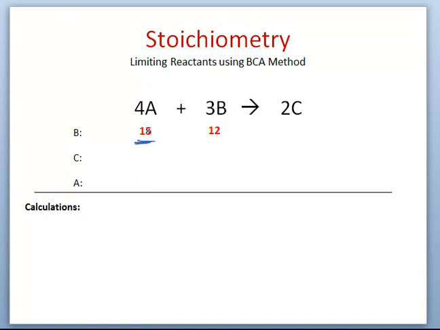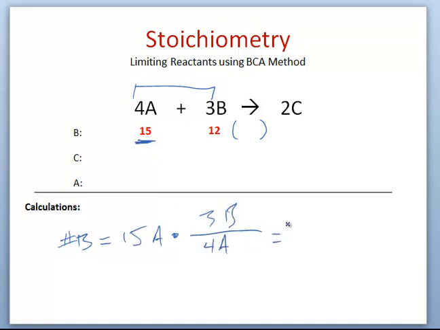So we start by saying, okay, we got 15 A's. How many B's would we need to completely use up all the A's? All right, that's the question. So here we want to know how many B's do we need, and so we start by saying, well, we have 15 A's, and to figure out how many B's we need, we'll have to use the ratio between these two. So we have 3B on top, 4A on the bottom. And when you do the math, you should get 11.25.